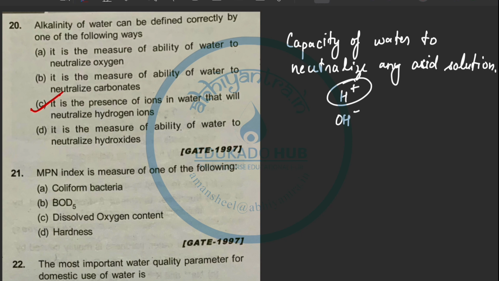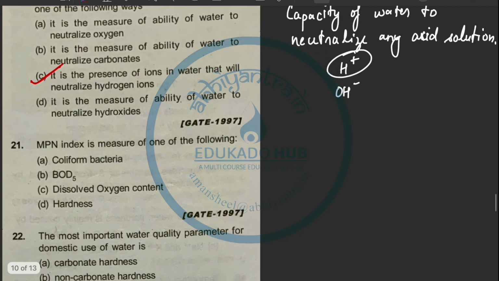The next question: the index is a measure of one of the following. As we have already discussed, it is the measure of the coliform bacteria.